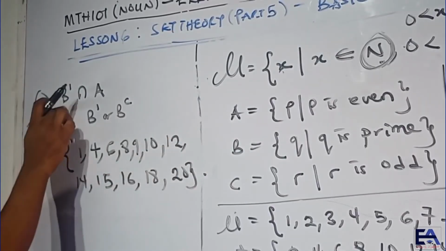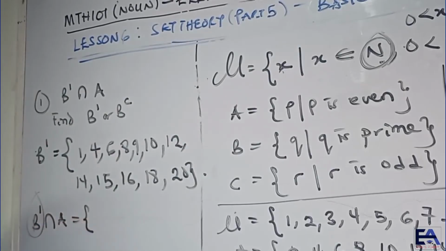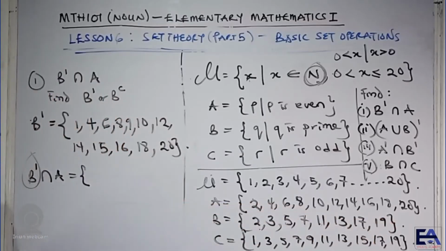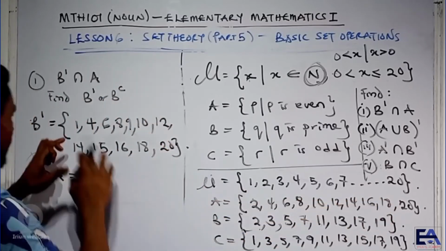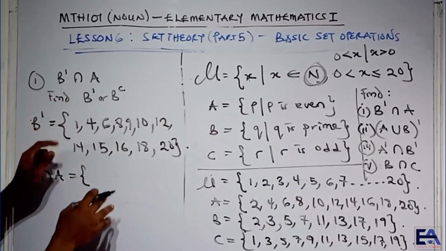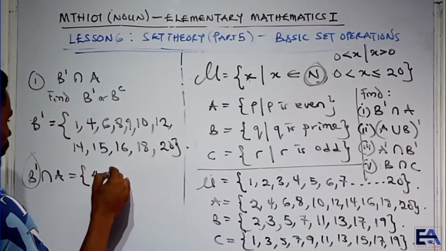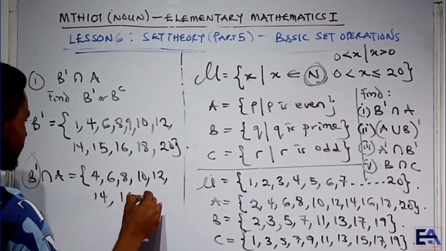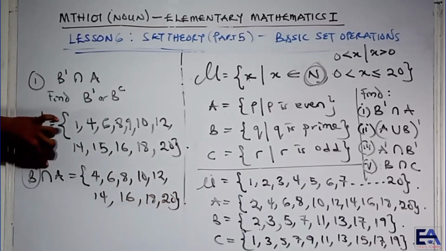Now, we look for the complement of B intersection A, which means we are looking for the elements that are common between the complement of B and set A. So what are the elements that can be found in B complement and can also be found in set A? A is a set of all even numbers. So we are going to fetch out all the even numbers present in this place, because that would be the elements they have in common. That would be 4, 6, 8, 10, 12, 14, 16, 18, and 20. So this is the answer for B complement intersection A.